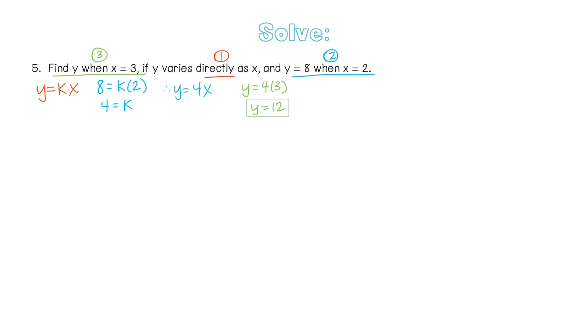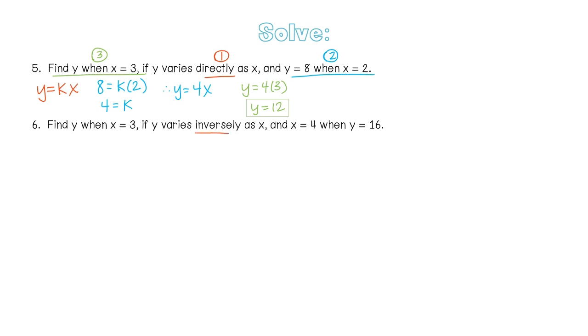12. That is your final answer. Those 3 steps work every time, I'm telling you. So let's look at another question. Find y when x is 3, if y varies inversely as x, and y is 16 when x is 4.